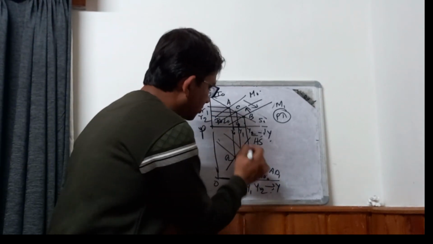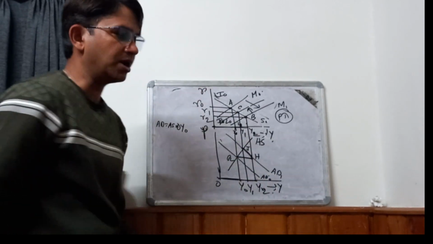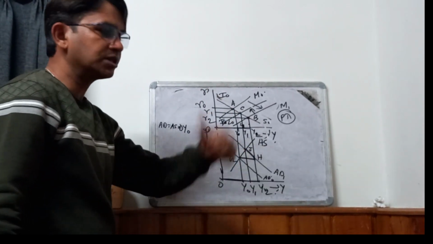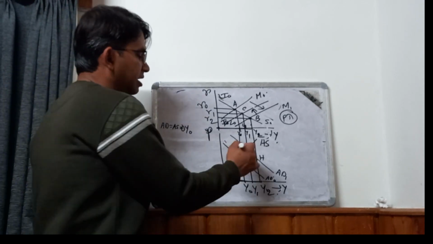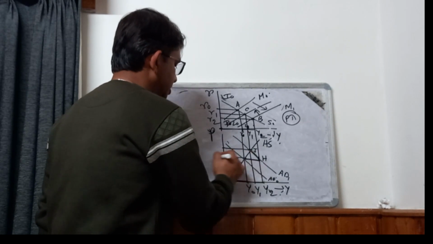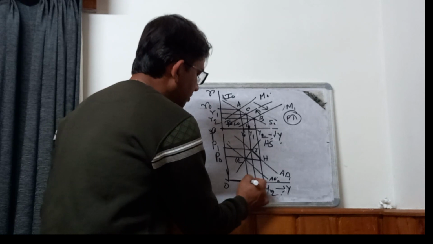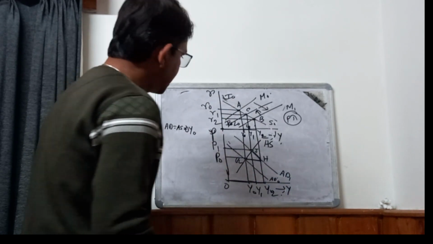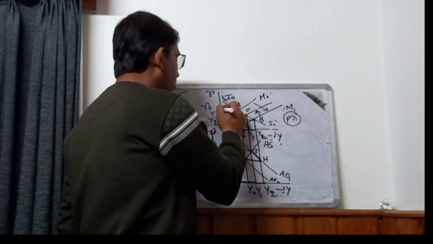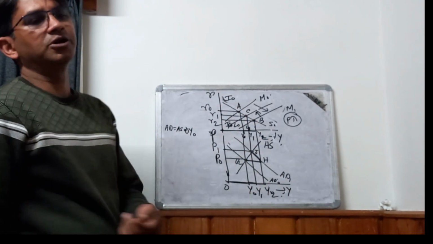This is a contraction of demand. First, this is an increase in demand and then it is a contraction of demand. So increase in demand is more than the contraction of demand, aggregate demand. And finally, what we see, J is the final equilibrium point. So price level rises from OP0 to OP1, output level rises from OY0 to OY1, and rate of interest falls from OR0 to OR1. This is the best part of the monetary policy.